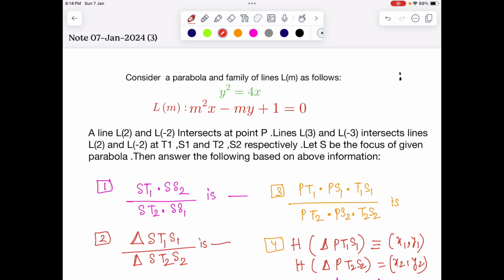Consider a parabola and a family of lines as follows. So we have y square equals 4x as a parabola, and the family of lines L_m, where L_2 and L_minus 2 intersect at point P. So these two lines intersect at the point P. Lines L_3 and L_minus 3 intersect lines L_2 and L_minus 2 at T1, S1 and T2, S2 respectively. Let S be the focus of the given parabola. Then we have to answer the following based on the above information.